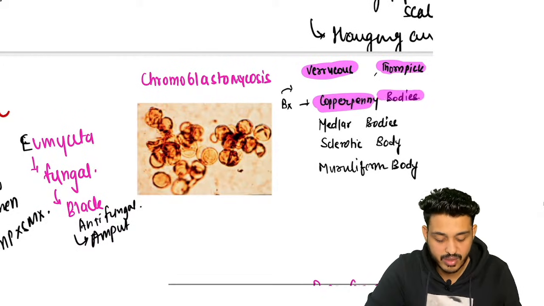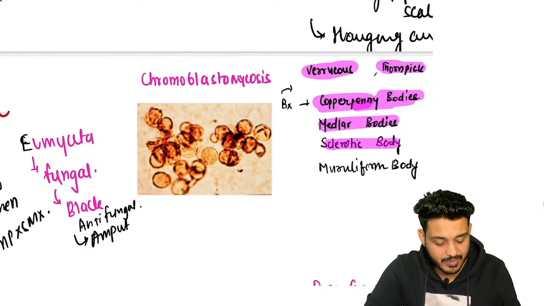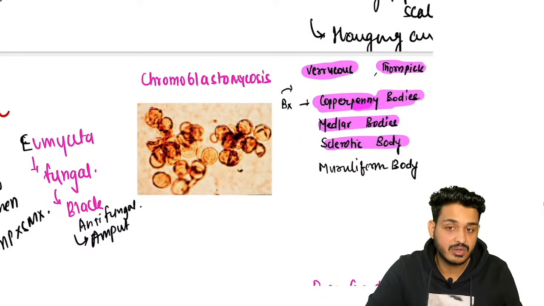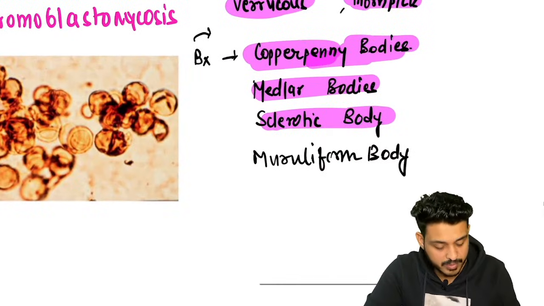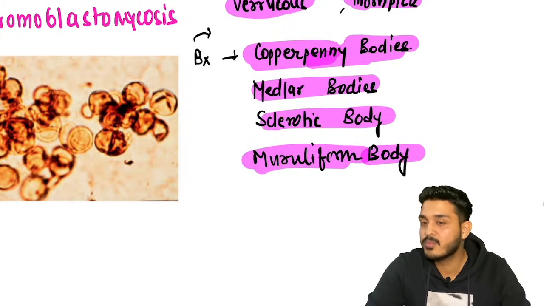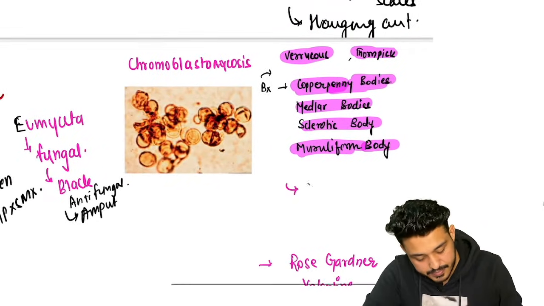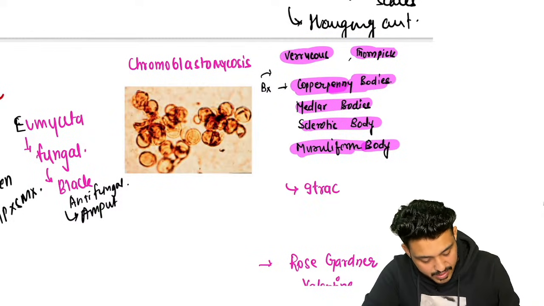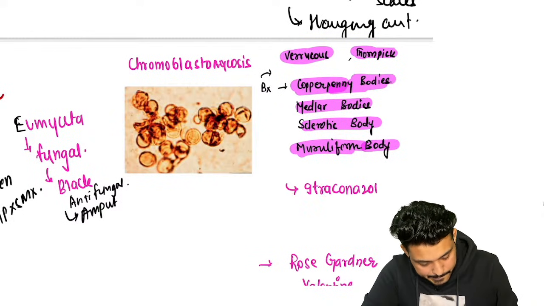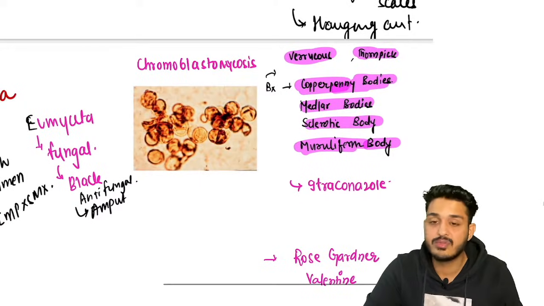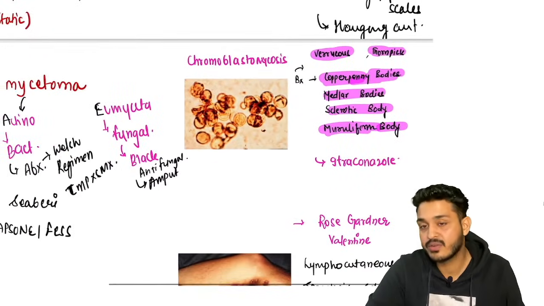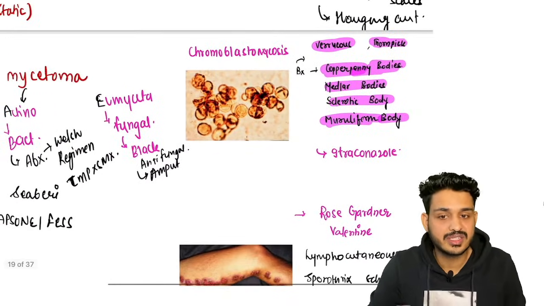The bodies are known as copper penny bodies, Medlar bodies. Name them, speak along with me. Medlar bodies, sclerotic bodies, also known as muriform bodies. For treatment you can give itraconazole. This is a dematiaceous fungus due to Cladophialophora and Phialophora, these are the causative agents.